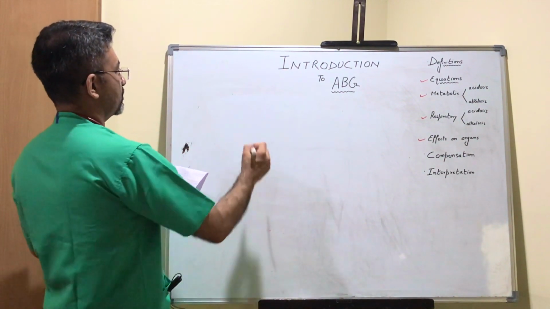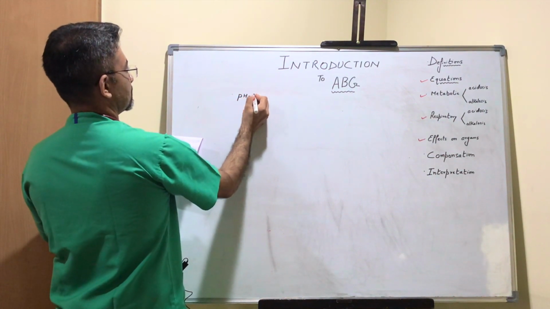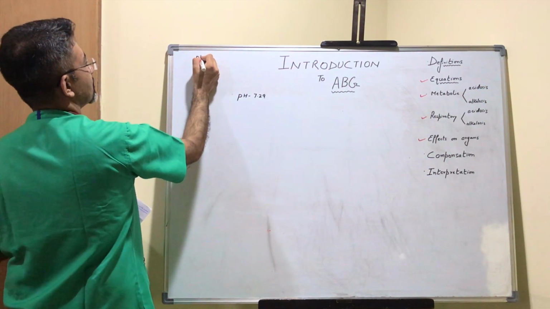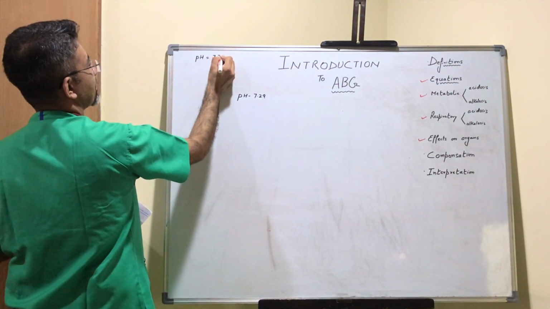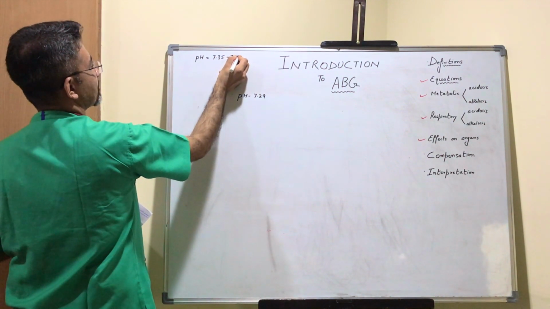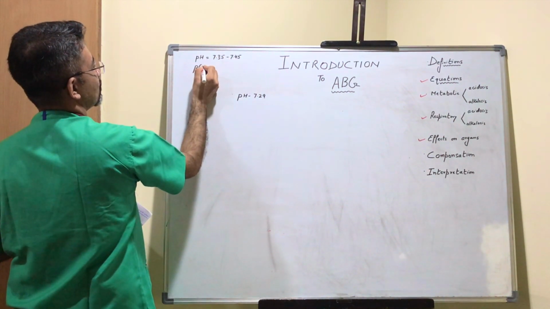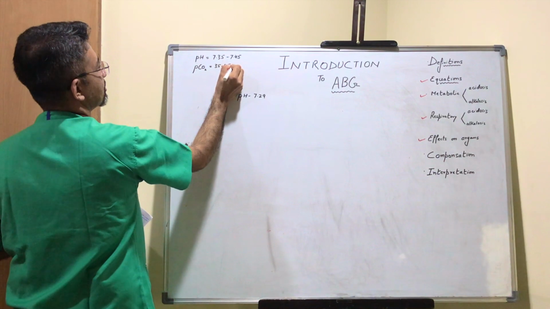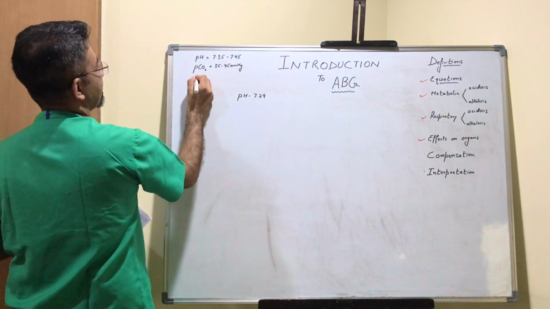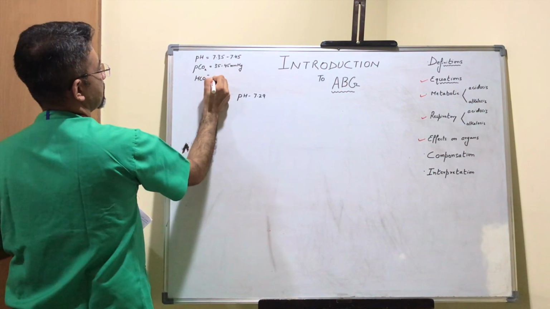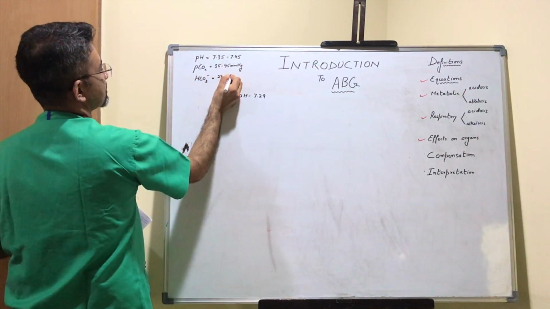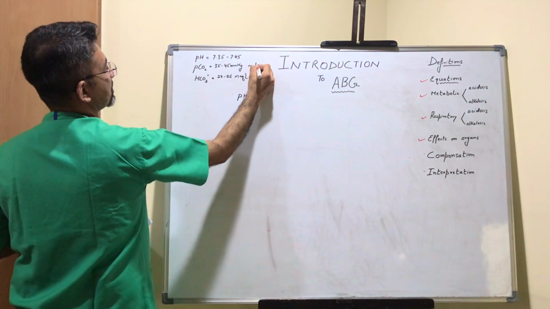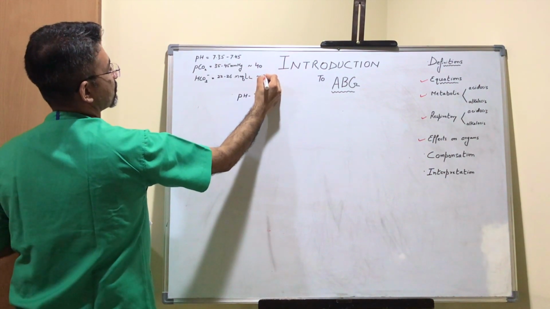See, suppose example 1, my pH is 7.29. Well, before that, we should know what the normal pH is. The normal pH range is 7.35 to 7.45. The normal PCO2 is 35 to 45 millimeters of mercury. My HCO3 is 22 to 26 milliequivalents per liter. So this can be taken arbitrarily as 40, and this can be taken as 24.